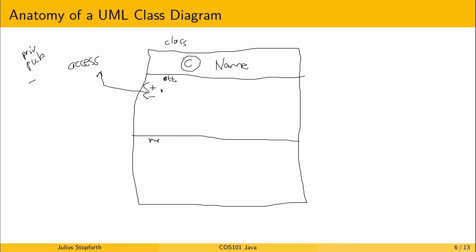You have the access, then you would have the name of the attribute. So name, if this was a person, we would have the name of the attribute or the variable, and then you have the type of that attribute. Okay. You don't need to put semicolons. This isn't actually Java, it's just a drawing, so you don't have to put semicolons. Okay, so then you'd have a whole section of attributes and types and so on.